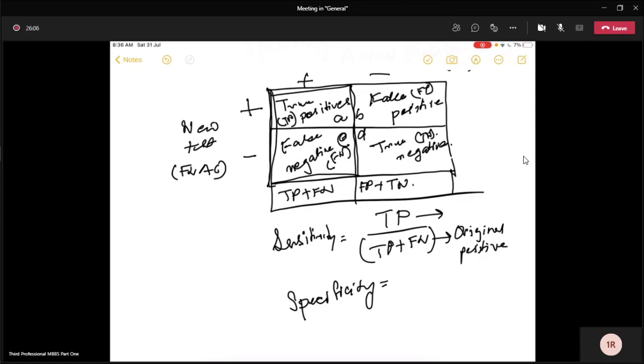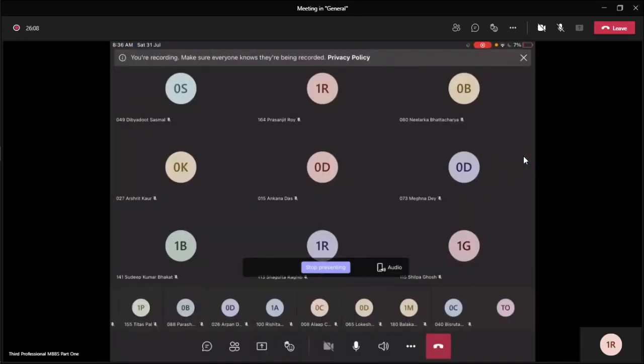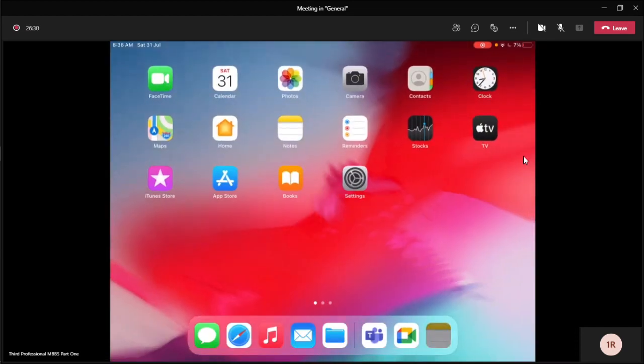So I will ask Sudip Kumar Bhakt, roll number 141. Sir, yes, you're not sleeping. Not sleeping. Yes. Can you please tell me what is the formula for sensitivity? Sensitivity.